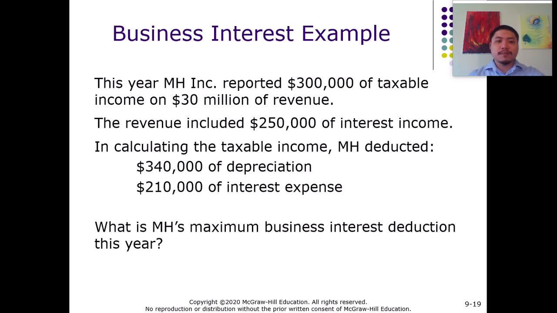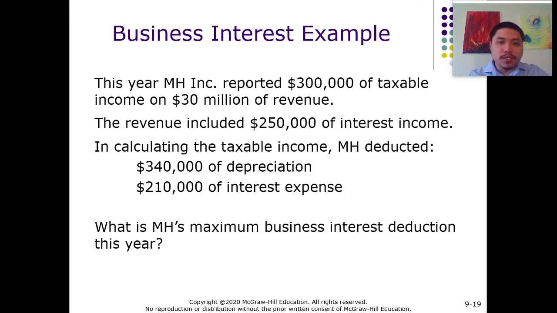So we're going to have two examples, right? So this is the first example, and then the second example is going to be a problem that I took out from your homework, so hopefully that's going to help you with the homework, right? So let's look at this example first, right? So we say this year, this corporation reported $300,000 of taxable income on $30 million revenue, right? So this firm is making $30 million, so of course the rule applies to this company, right?